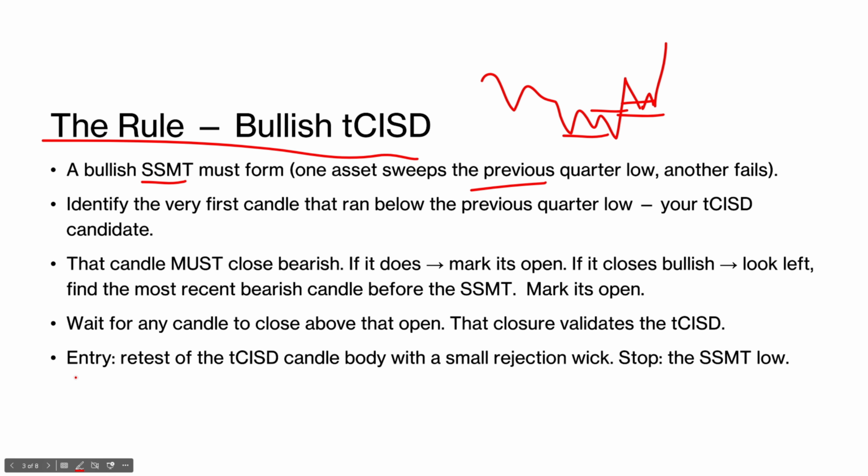Again, same thing. And last but not least, entry: retest of the true change in state of delivery candle body with a small rejection wick. Stop will be the sequential SMT low. Let's say we created a low with either this or sequential, let's say with this, right? We'll create the SMT here. Change the color real quick. Let's say we create the SMT here. All right. And as soon as the market tapped into here, you went long. Where will your stop be here if you went long? What is your stop? Below the low?